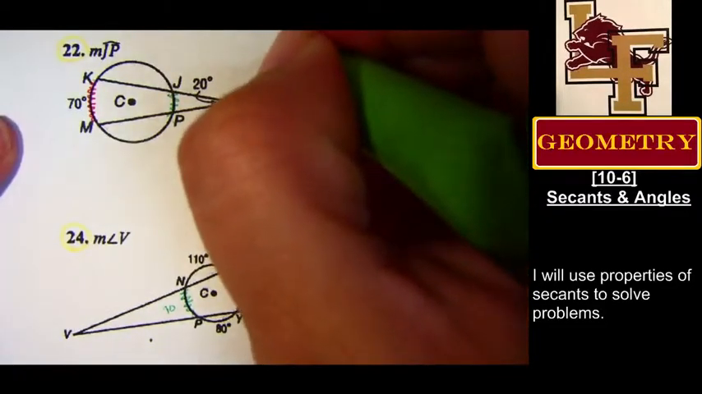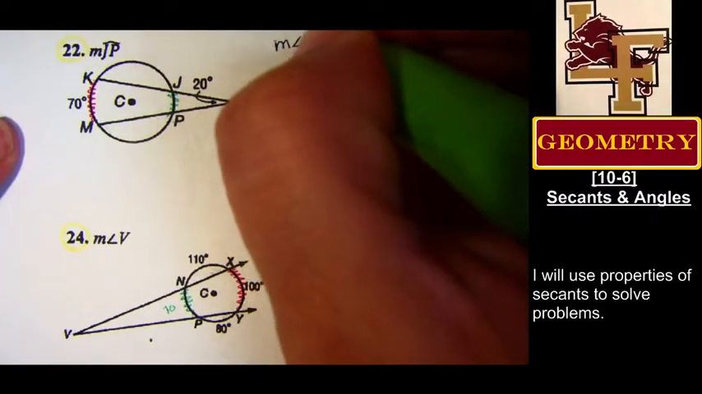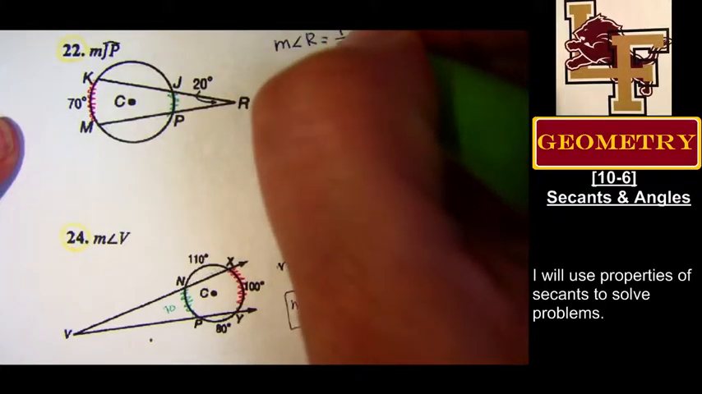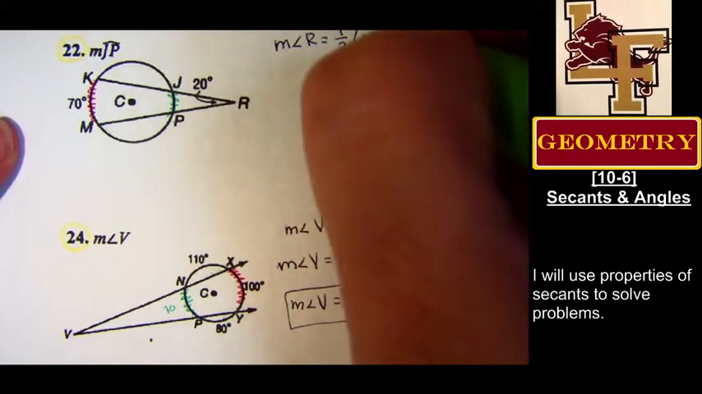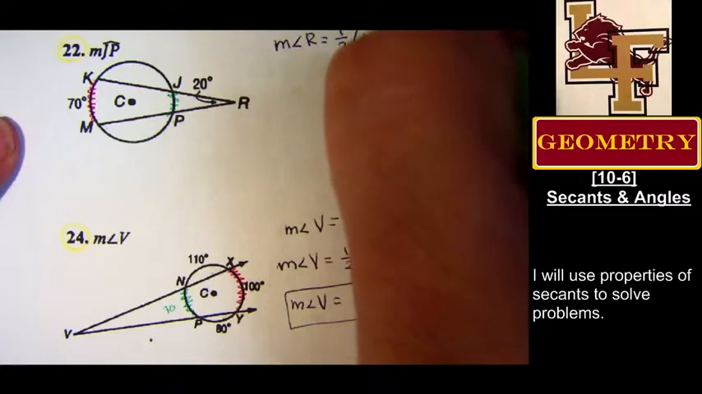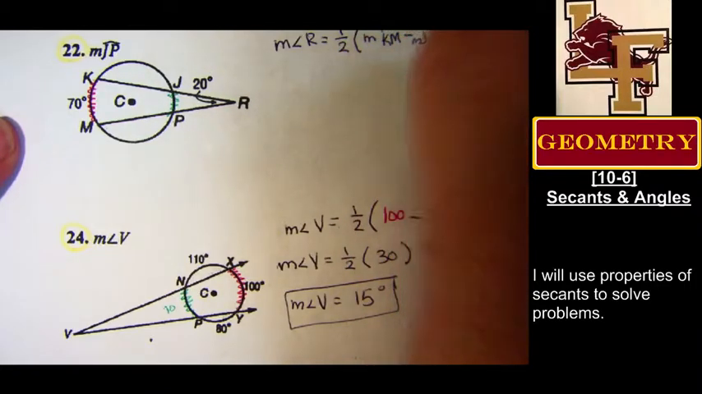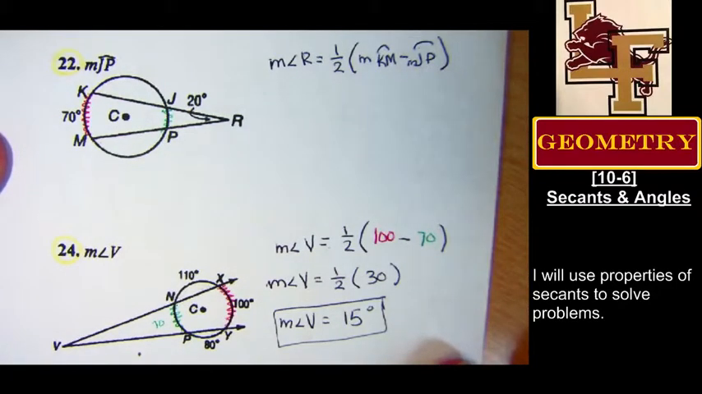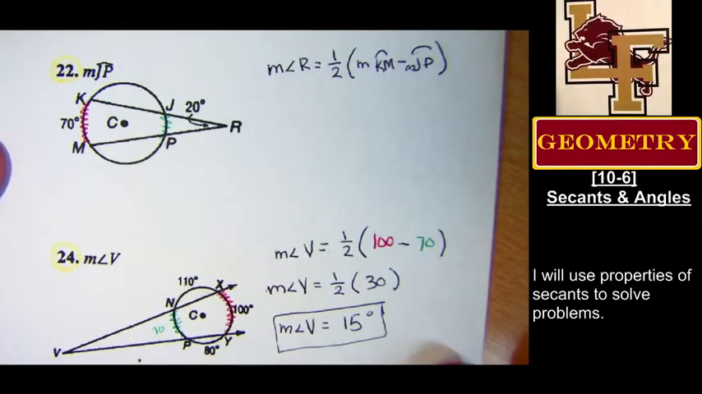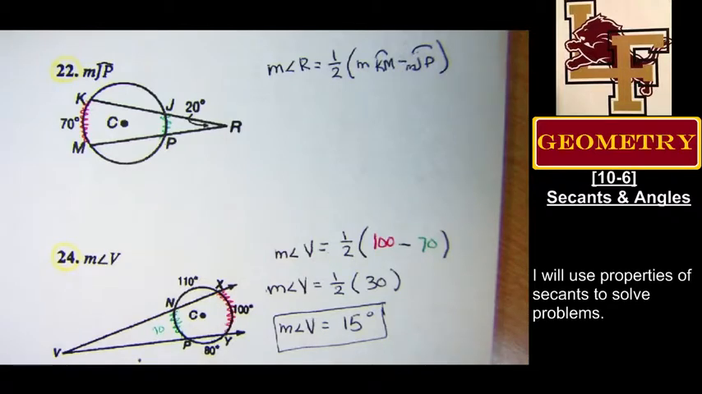And that formula is the measure of the angle equals 1/2 of whatever I get when I take the big arc and I subtract the measure of the small arc. I wrote it in symbols this time. Okay. Now we're going to substitute in what we know.